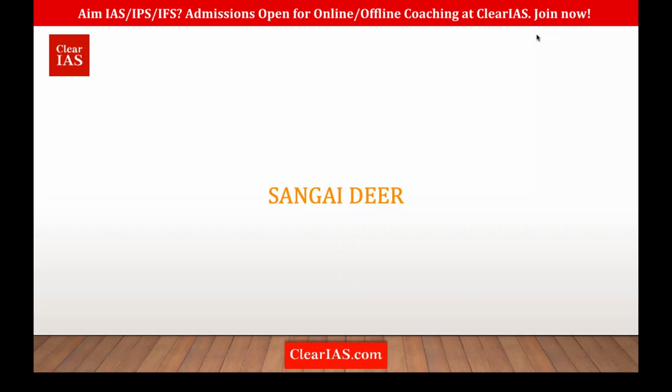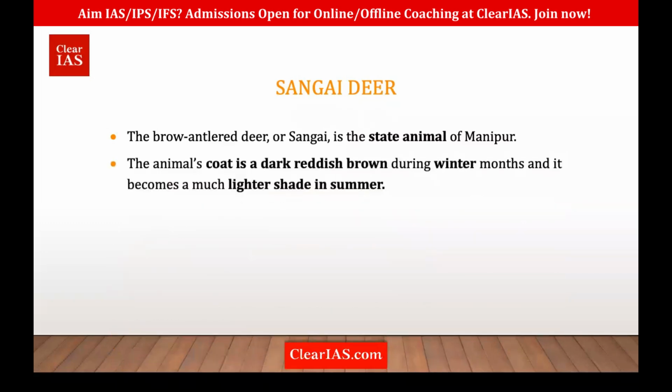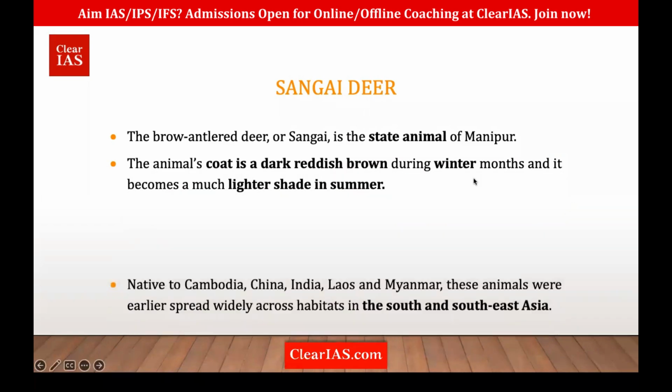Now we move on to the next species, that is Sangai deer. Okay. So where is the Sangai deer found? It's also called the dancing deer. It is actually found in Manipur, and it is the state animal of Manipur. Okay, so it is a brown antlered deer. Another interesting factor is it has a coat which is dark reddish brown in color in the winter months, and it has a lighter shade in the summer. Okay, it changes its color based on the climate.